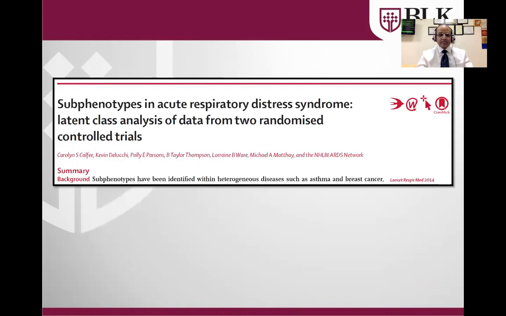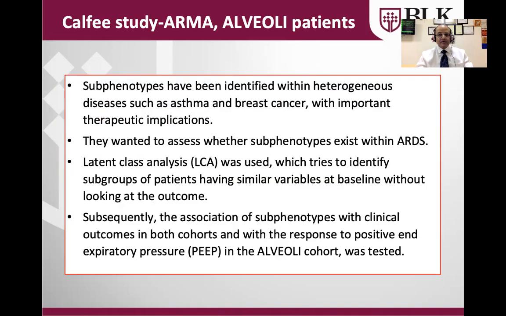So let's see. This was a classic paper by Calfee and her group, subphenotypes in acute respiratory distress syndrome. So they did latent class analysis of data from 2 randomized controlled trials. What they are saying is, why can't we identify subphenotypes like we do in asthma, breast cancer, and other diseases? So they looked at the previously done studies.